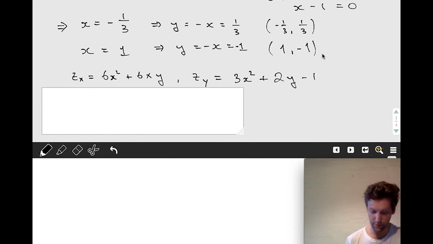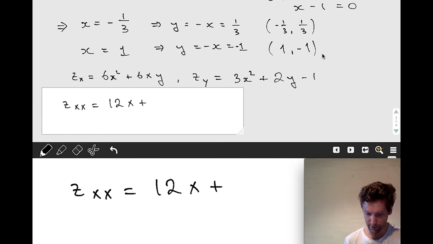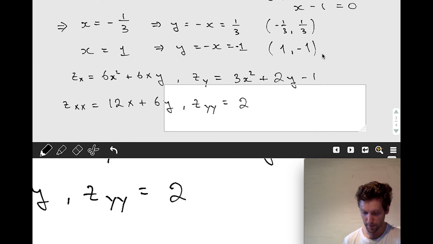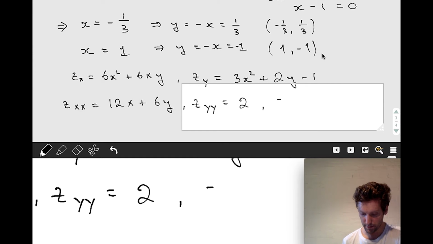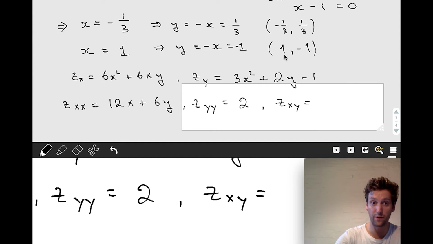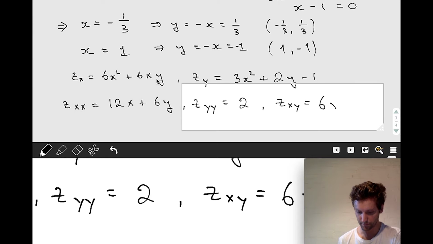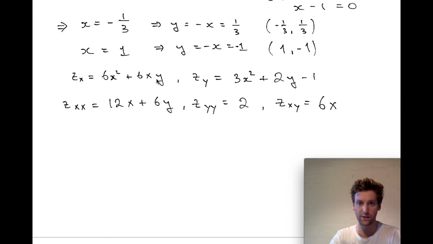So the second derivative with respect to x will be 12x plus 6y. Second derivative with respect to y will be 2. And the mixed derivative will be equal to, well, we can choose either the y derivative of this expression or the x derivative of this expression. It gives us the same thing by the mixed derivatives theorem. So if we take the y derivative of this expression, we get 6x. So those are our second derivatives.